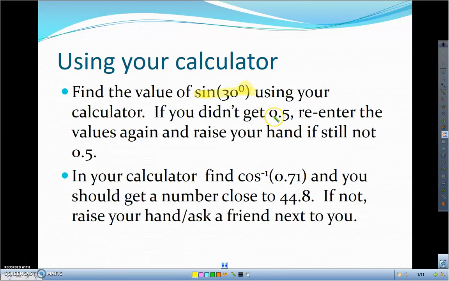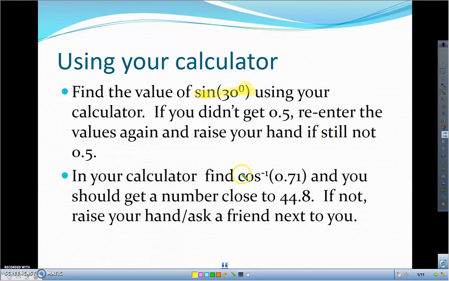Or if you get an error, then it could indicate that you missed a bracket. It depends on your calculator. So, if you didn't get a 0.5 and you're in class, then I'd say raise your hand. Make sure that it says D or DEG on your calculator. If it says RAD or gradients, then it's trying to measure it in a different way.